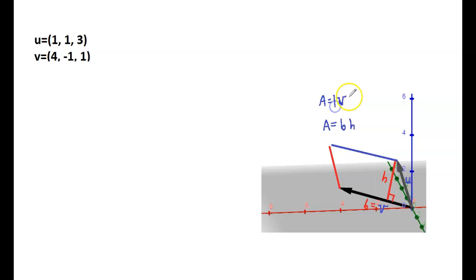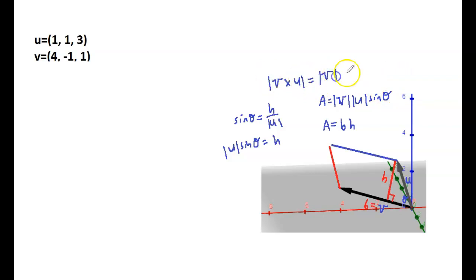Alright, so the base we see is the magnitude of the vector v. Now the height, you have to do a little trickiness here. If this is our angle theta, we see that's opposite over hypotenuse, so h over the magnitude of u. Solving for h, that's the height, so now our area is the magnitude of v times the magnitude of u times sine theta. And notice that's actually the definition for the magnitude of the cross product of v and u. So, to find this area, we just need to find the magnitude of the cross product of these vectors.